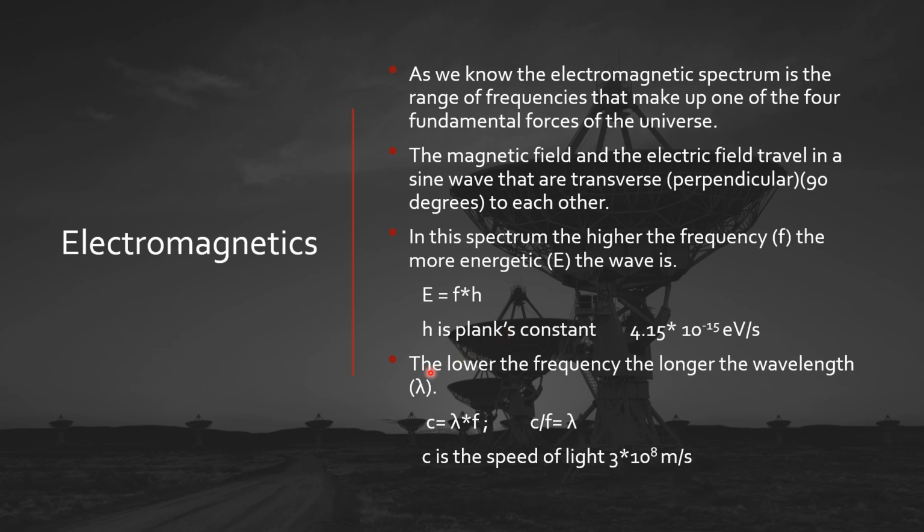And the lower the frequency, the longer the wavelength becomes. The equation C equals lambda times F, where lambda is the wavelength and F is the frequency, can be solved for wavelength. As the frequency becomes a smaller number, the wavelength will become a larger number, okay, and C, of course, is the speed of light.